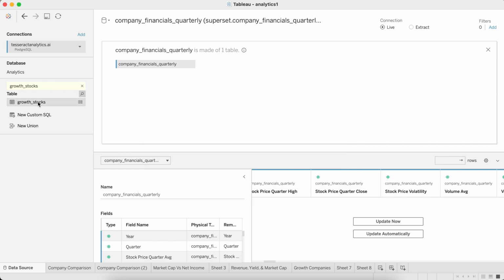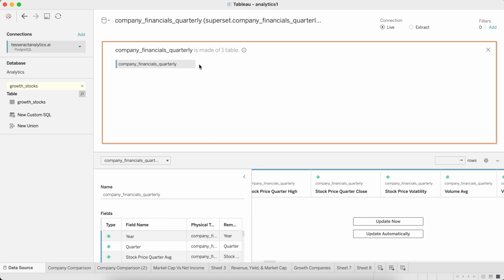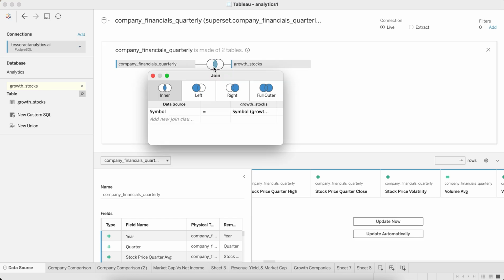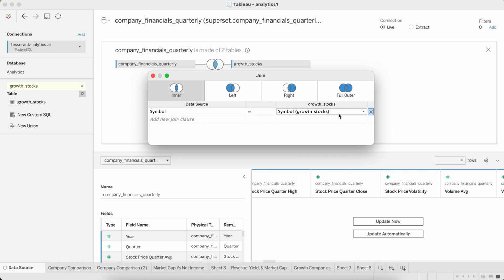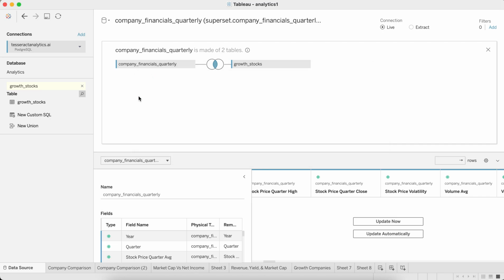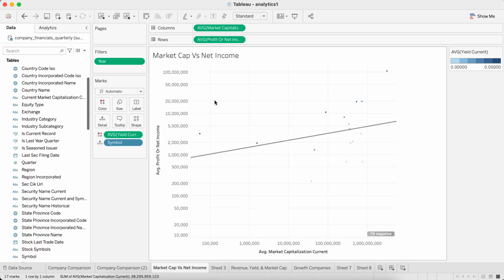Let's find our growth stocks view here in Tableau. Actually, if we do an inner join, we're just going to filter out all the data that we do not need. And maybe that's great. We're going to be dealing with a smaller data set, and we don't have to filter for it manually. Perfect. Let's do that. So now, when we go to our data sheets, they can be quite filtered out.